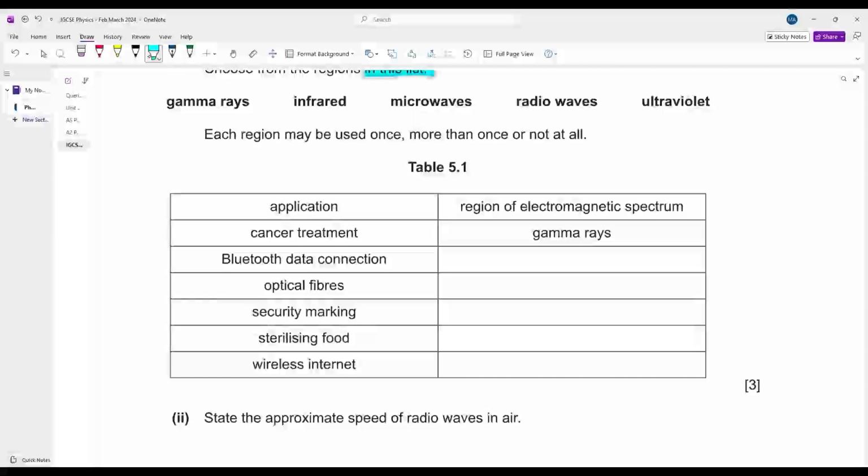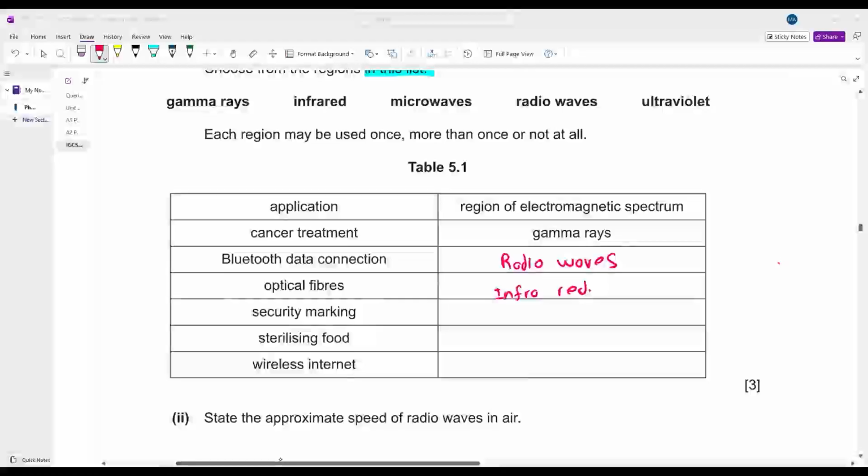Which type of electromagnetic radiation is used for Bluetooth data connection? रेडियो वेव्स. ऑप्टिकल फाइबर्स में कौन सी radiations यूज होती हैं? इंफ्रा रेड. Perfect. सिक्योरिटी मार्किंग में? अल्ट्रा वायलेट. स्टेरिलाइजिंग फूड में? गामा रेज. वायरलेस इंटरनेट में? माइक्रो वेव्स. Simple. Let's further move ahead.